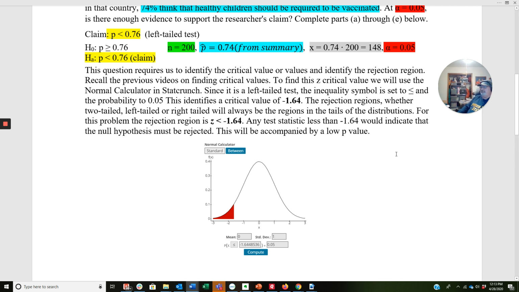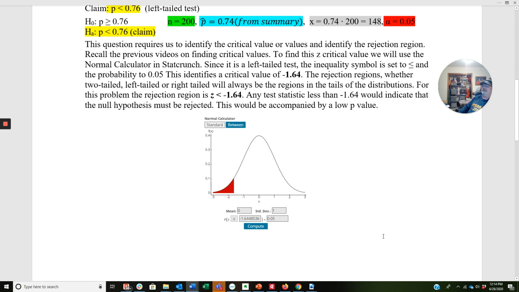For this problem, the rejection region is z less than negative 1.64. Any test statistic less than negative 1.64 would indicate that the null hypothesis must be rejected. This would be accompanied by a low p-value. Again, this is about the unlikely events that would give us cause to reject.